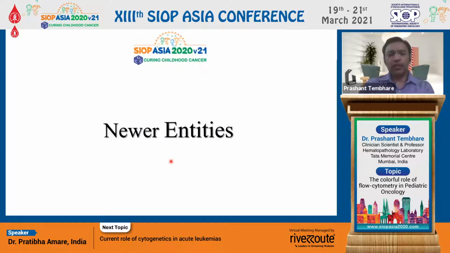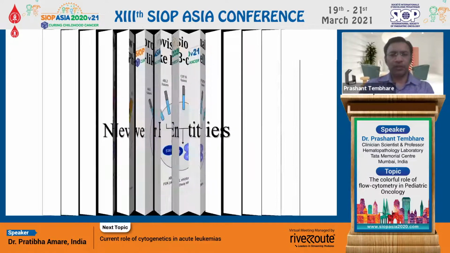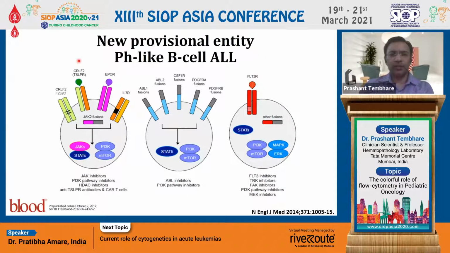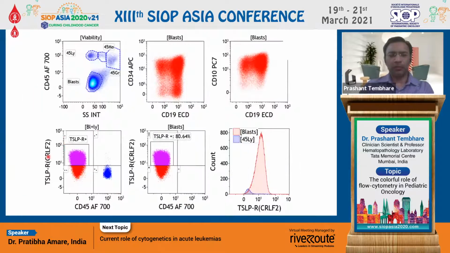Now, coming to the new entities which were recently defined, one of the most popular is Ph-like ALL. With Ph-like ALL, we know that 50% of cases include CRLF2 rearrangement, and this 50% can be identified with a single antibody marker using simple flow cytometry, an antibody against CRLF2 or TSLPR.